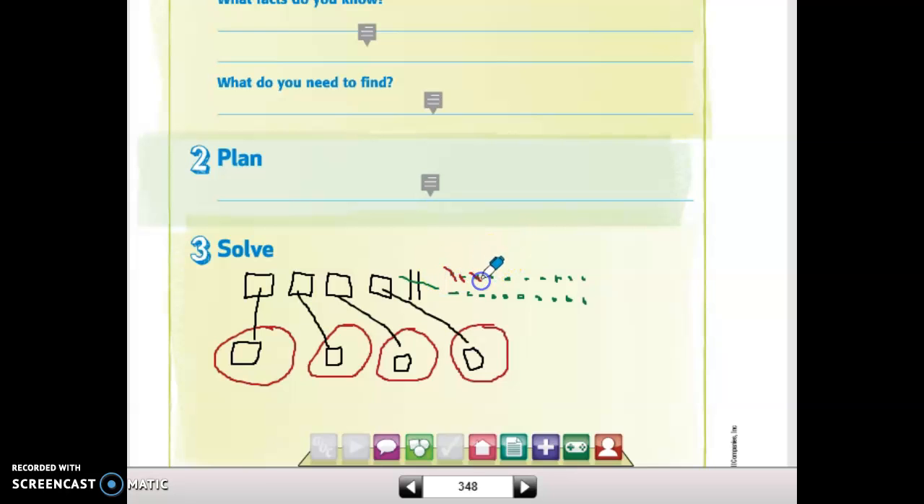1, 2, 3, 4. 1, 2, 3, 4. Again, 1, 2, 3, 4. And I put 1 into each group. I'm going to continue that. You get the idea. And when I've divided them all up into the different groups, I get 100 and 1, 2, 3, 4, 5 in each group.